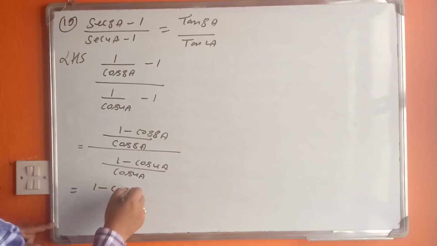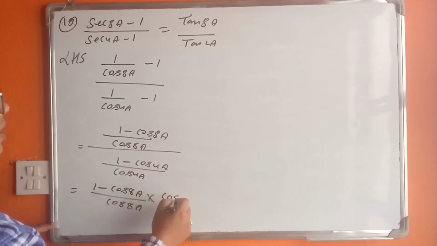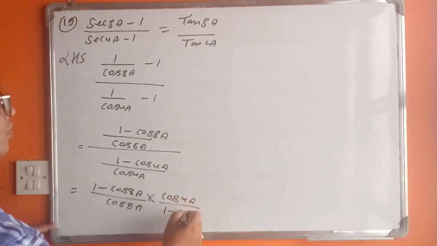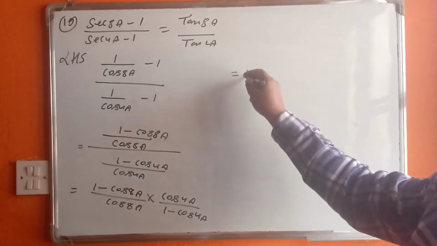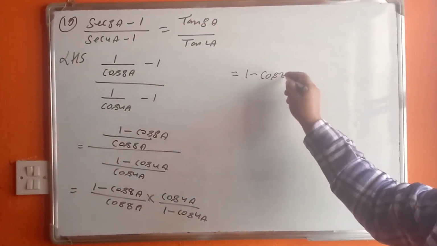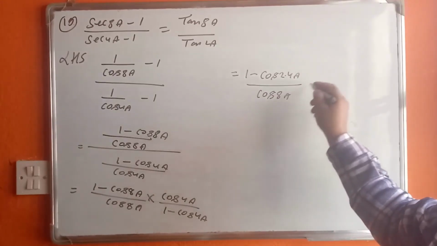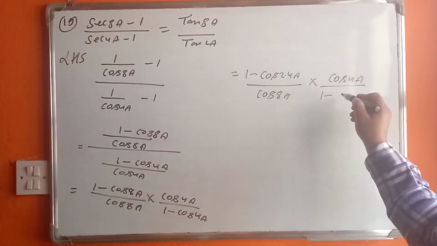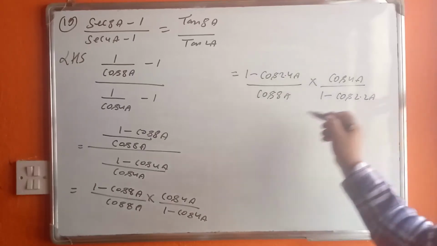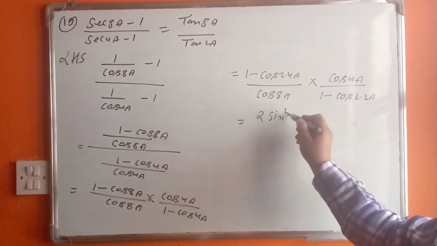I believe you know. Cos 8a by cos 8a into cos 4a by 1 minus cos 4a. Now we'll make in terms of formula. 1 by cos 8a means cos 2 into 4a. This as it is we put. Here also cos 4a as it is. Here also 1 minus cos 4a means 1 minus cos 2 into 2a we can put. Now 1 minus cos 2a formula is 2 sin square a, you know that. 2 sin square a means here 4a.